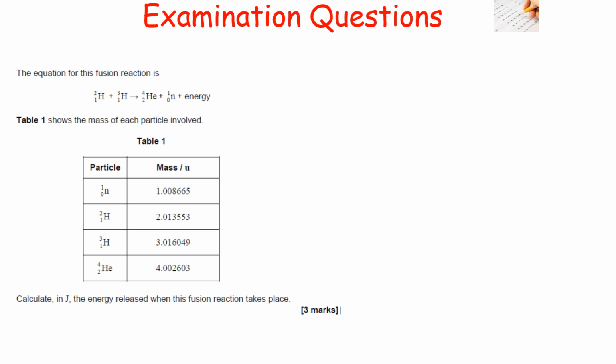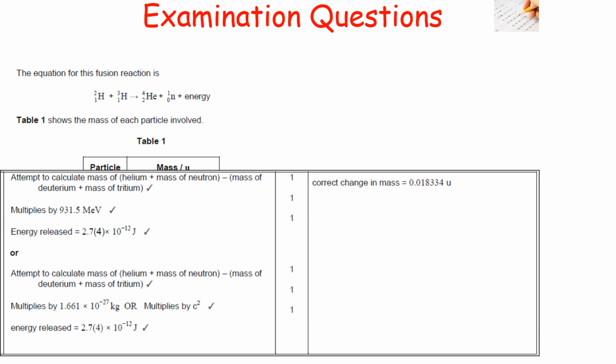So in this type of question, it's important to work out the difference in mass in this particular process. So what you do is you do the mass of the helium and the mass of the neutron minus the mass of the deuterium and the mass of the tritium, 2H and 3H. What we can then do is find our mass difference, and that's our value in U. Now we can convert from U into an energy unit, MeV, by multiplying that value by 931.5. That gives our answer in MeV.